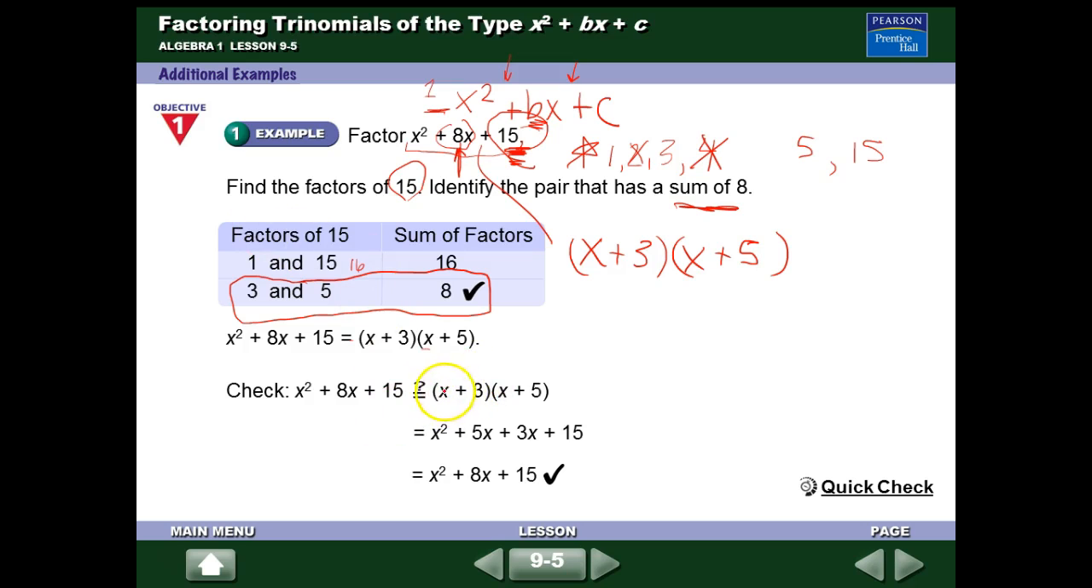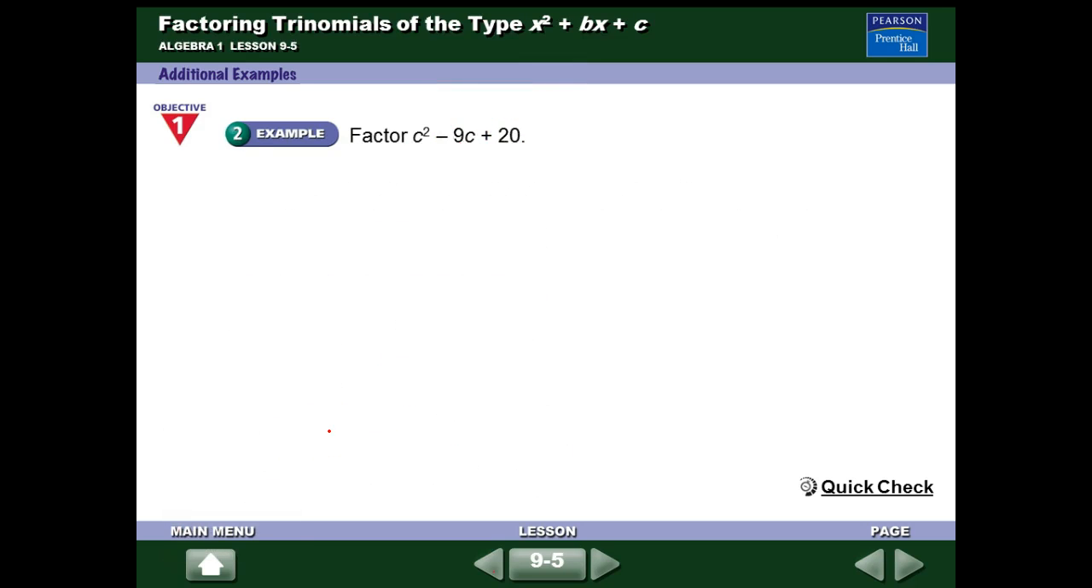So let's check it. First, x times x, x squared. Outer, 5x. Inner, 3x. Last, 15. 5 plus 3 gives me 8, so this does check with what I originally started with. I have another equation here that I'm going to rechange for you. This is how I'm guessing you like to see it with your x's, but we can use c's, and that's what we will use throughout this problem. But understand that's saying the same thing, just a different variable.